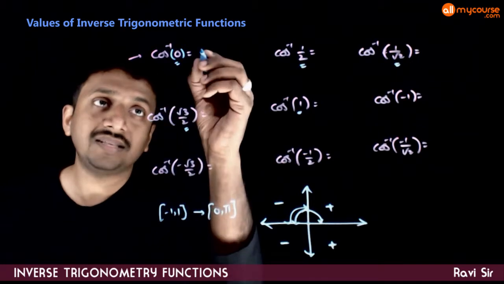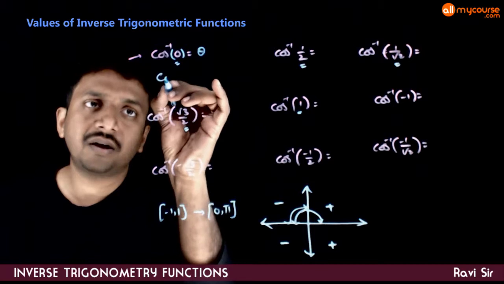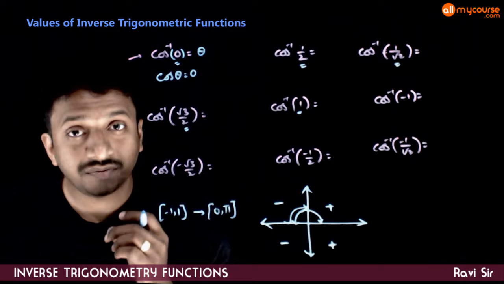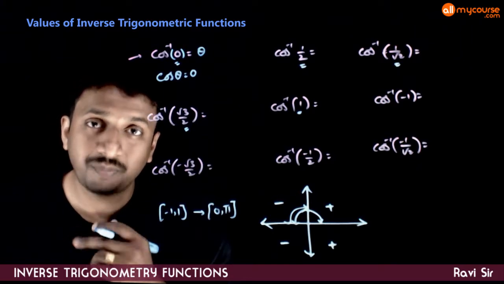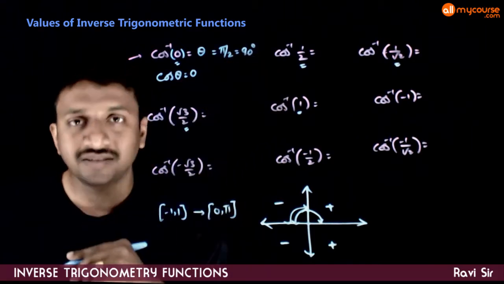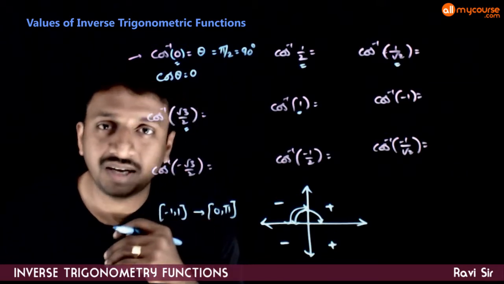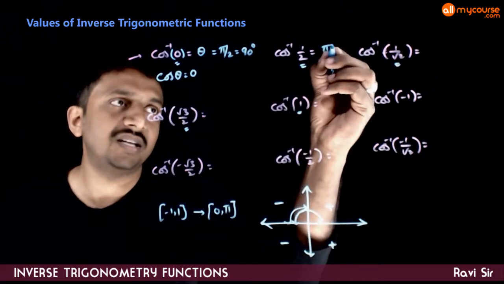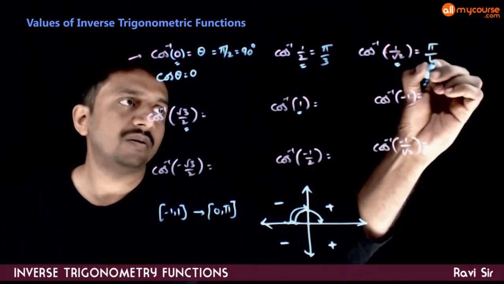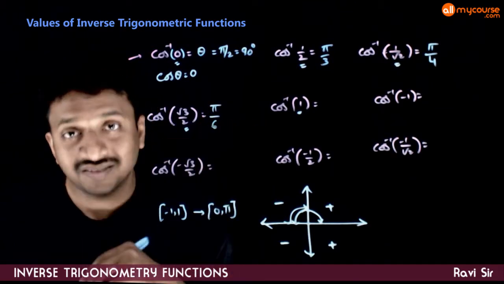What is cos inverse of 0? Cos inverse of 0 is some angle theta which belongs to 0 to pi such that cos theta is equal to 0. So for what value of theta cos is equal to 0? Pi by 2, right? So the answer here is pi by 2 or 90 degrees. Similarly, cos inverse of half. For what value of theta cos is half? 60 degrees. The answer is pi by 3. Cos inverse of 1 by root 2, pi by 4. Cos inverse of root 3 by 2, pi by 6.